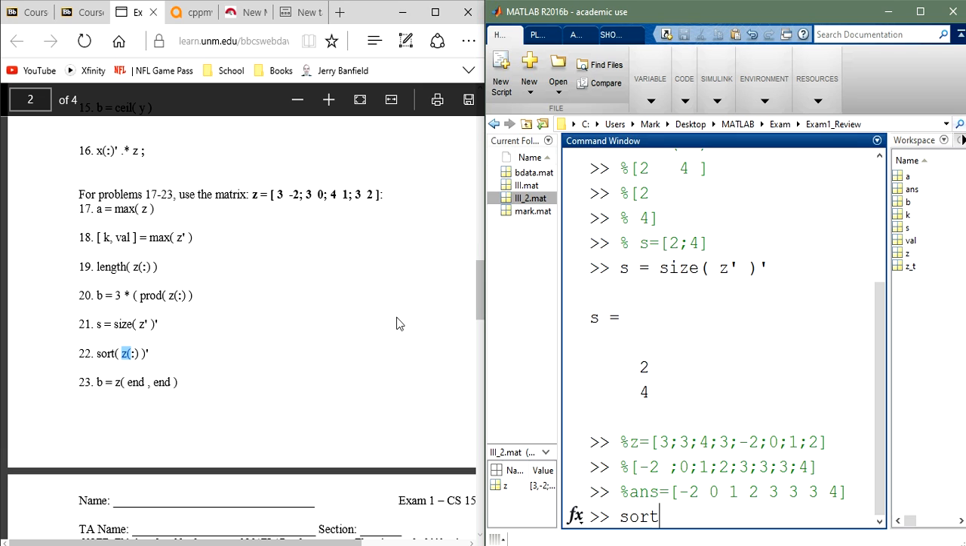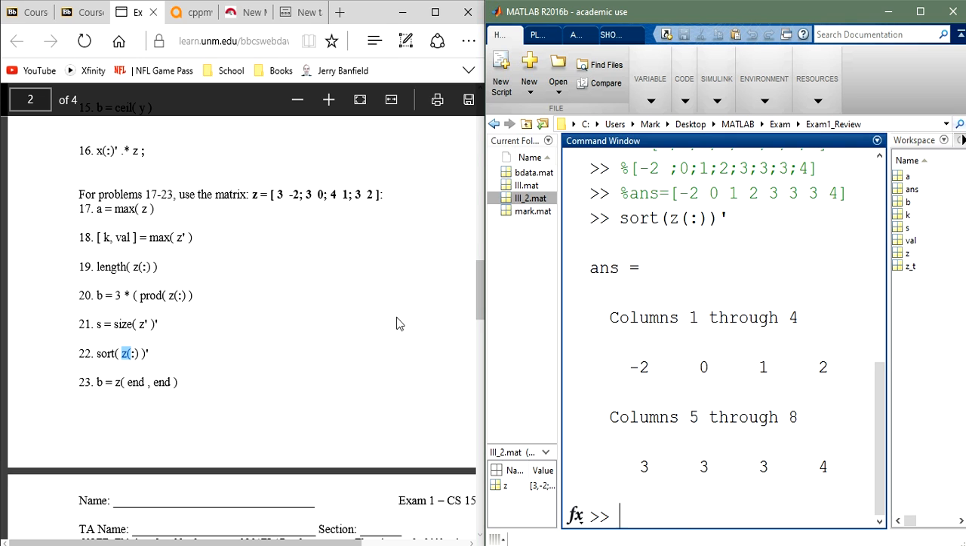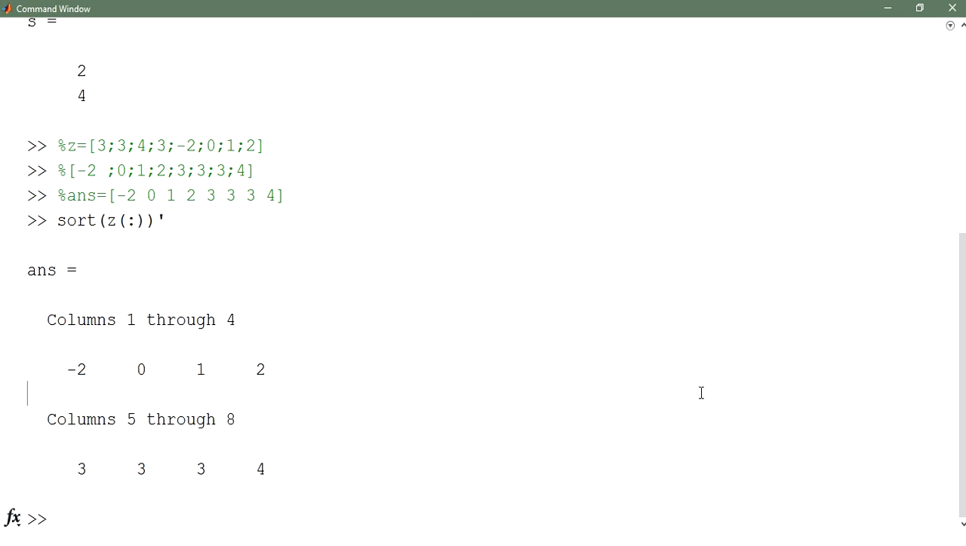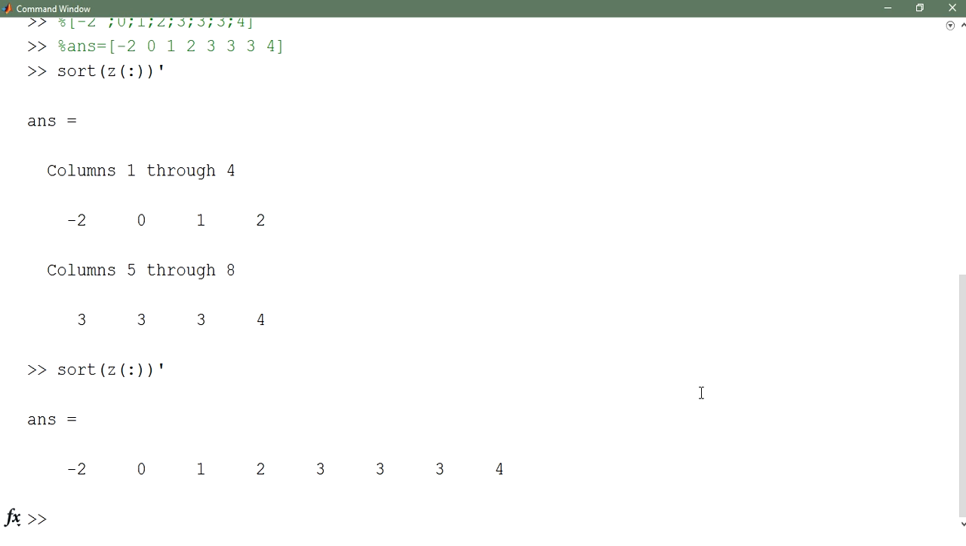Let's do it. Sort Z colon prime. And it's this, but let me undock it so that you guys believe me. Then let me blow it up. Then let me rerun it. So you see that this is the same thing as this. Perfect.